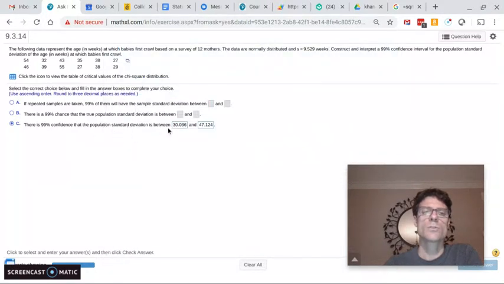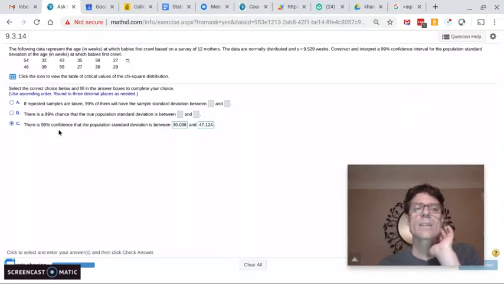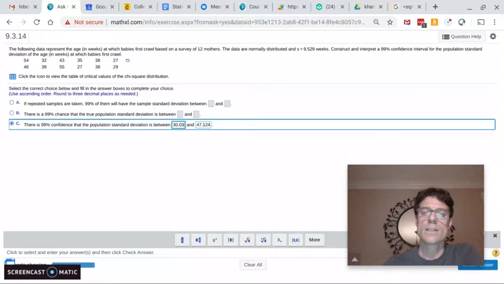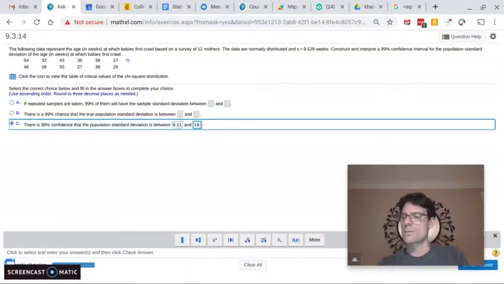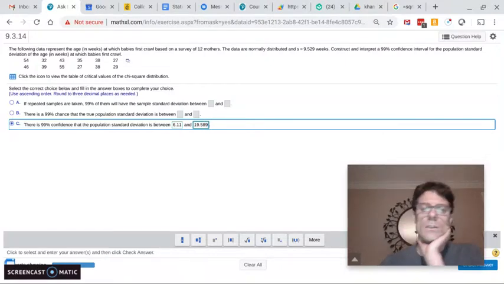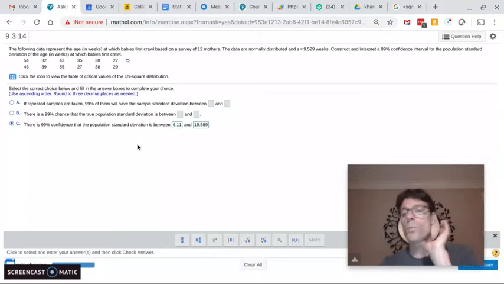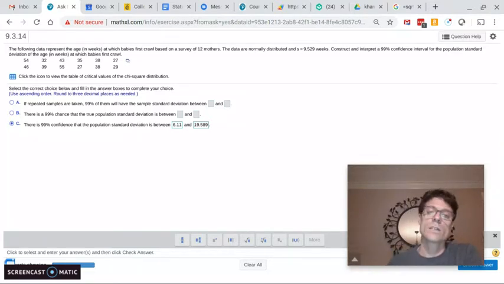And the last part is just choosing between the wording. Neither of these represents what a confidence interval really is. It's not a 99% chance that the true population value will be in the interval. We say there's 99% confidence that the population standard deviation is between these two numbers, which means if I use this technique to make the interval, 99% of the time the interval will have the population value in it. One time, one of my intervals is going to miss, but 99 out of 100 will catch the true population value.